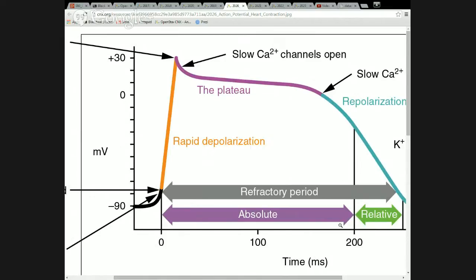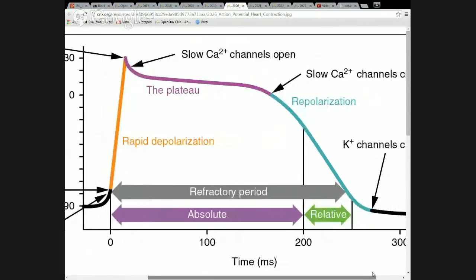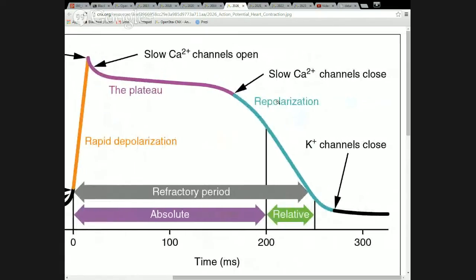And then eventually those calcium channels close, and we go into the potassium-dependent repolarization. So the rapid depolarization and the repolarization in skeletal muscles, neurons, and cardiac muscle cells, like we're seeing here, is pretty much the same thing. Sodium rushes in, potassium rushes out.